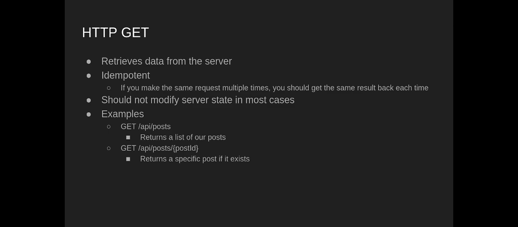Some examples would be GET /api/posts, and that's going to return a list of our posts. Or GET /api/posts/{postId}. Remember, we were talking about IDs earlier and how we're going to treat our posts as resources. This is what I mean. It's going to return a specific post if it exists. Otherwise, it's going to return like a 404 not found status code.